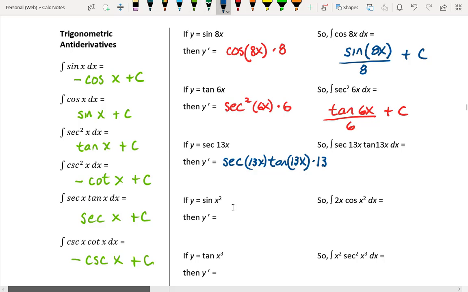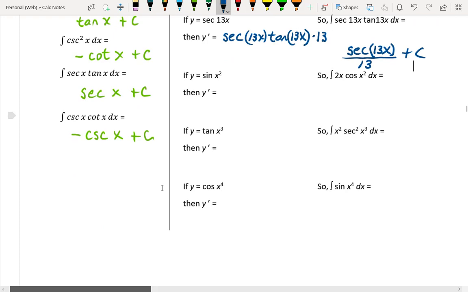If I take the integral of secant 13x tangent 13x, this is going to be secant of 13x, but if you were to take the derivative, you would have 13 on the outside, so I need to divide by 13 here in order for those to cancel each other out, plus c. All right? Hopefully this is making sense as we go through these.